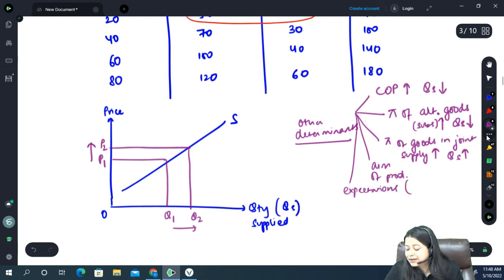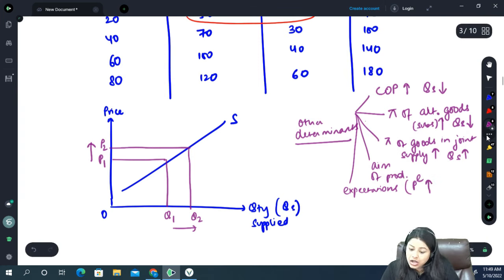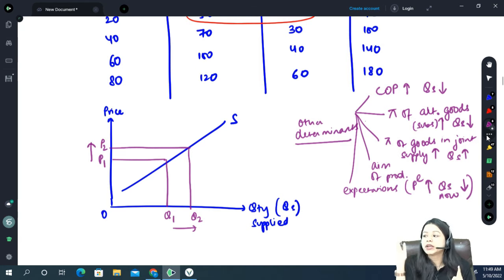So I'll write F E over here. If my price expectation in the future is that it will increase, my quantity supplied now will fall. Because I know that after one month, the price of this particular building will increase. So why will I sell it now? I will sell it after a month. Here, quantity supplied will increase.